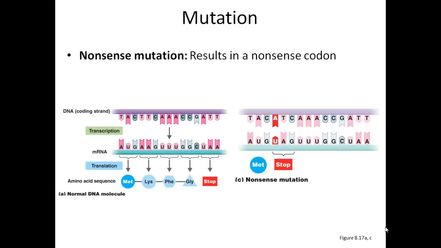Nonsense mutations occur when the change in the DNA sequence results in a premature stop codon. Here, a T is changed to an A. This changes the codon from one that corresponds to lysine to a stop codon. Instead of producing a fully functional protein, only a partial protein is made.